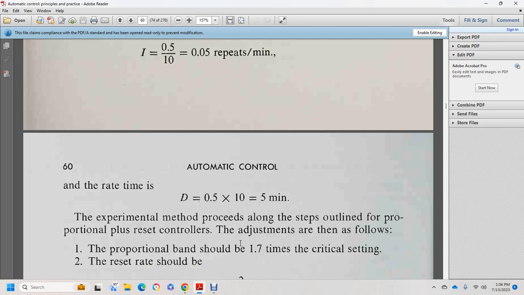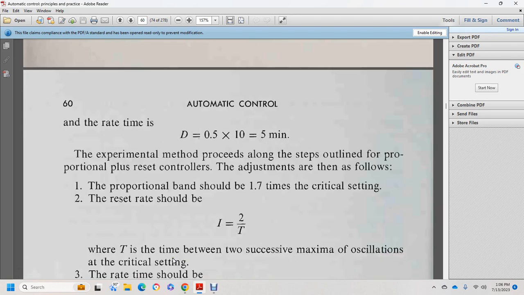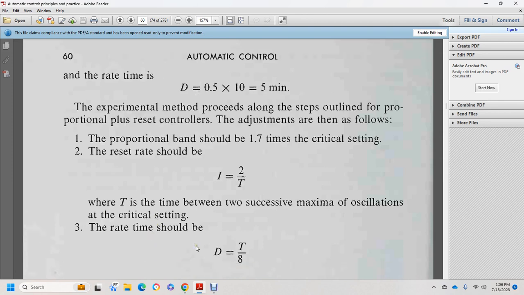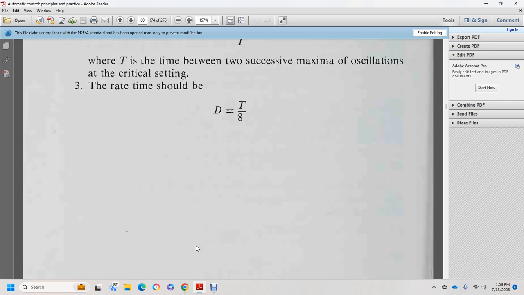The experimental method proceeds with the steps outlined for proportional plus reset control. For the adjustment of this valve, the proportional band should be 1.7 times the critical setting. Reset rate should be 2 over the time of the 2 successive maximum oscillations at the critical setting. The rate time should be equal to D, where D equals T times 8.